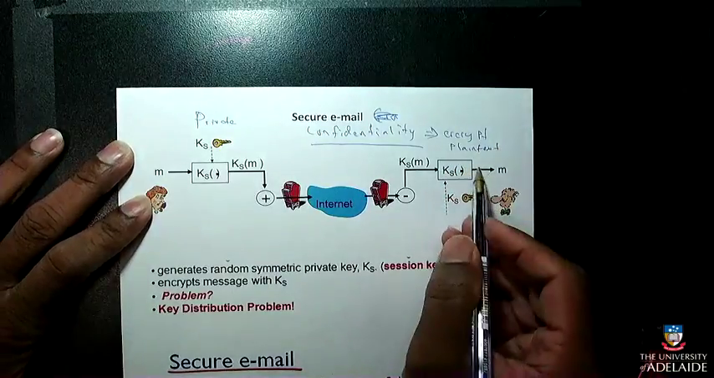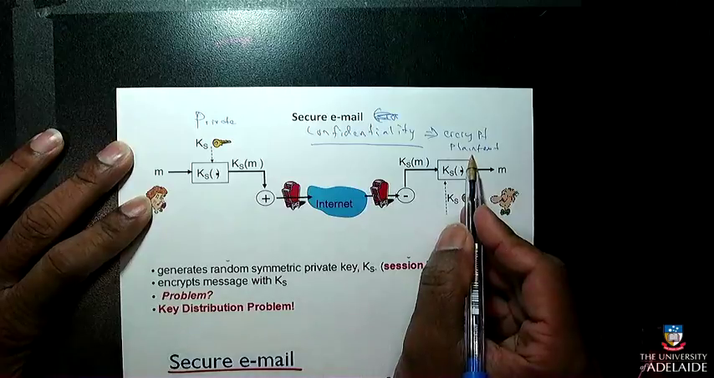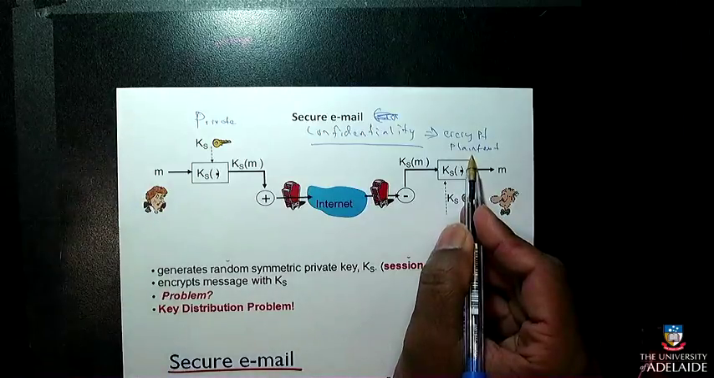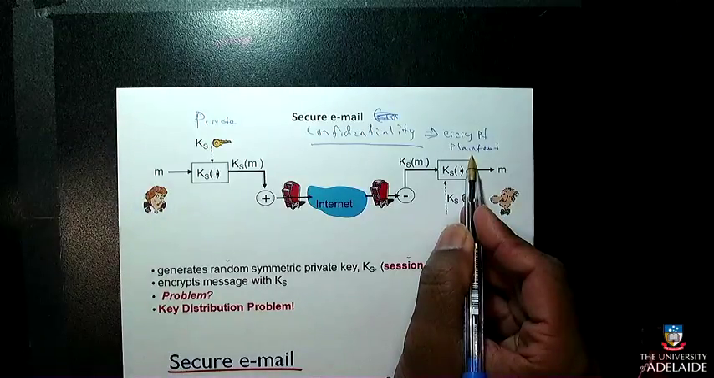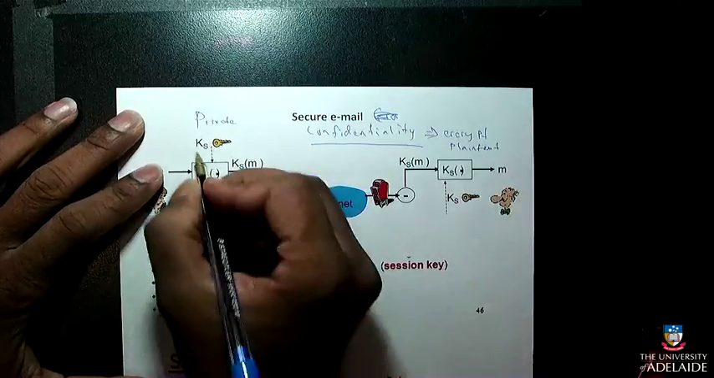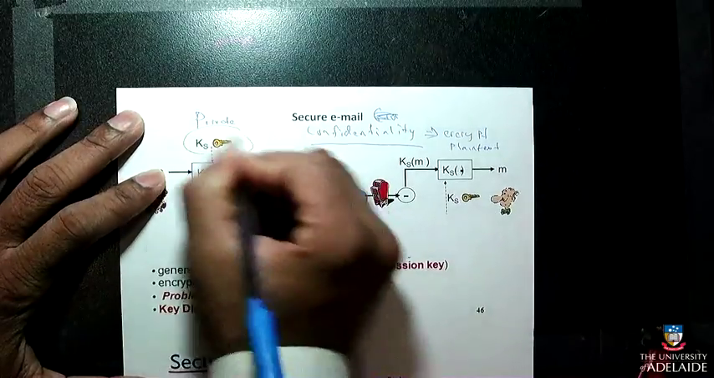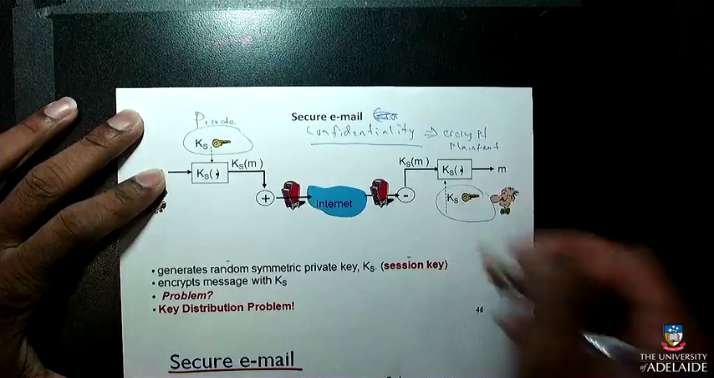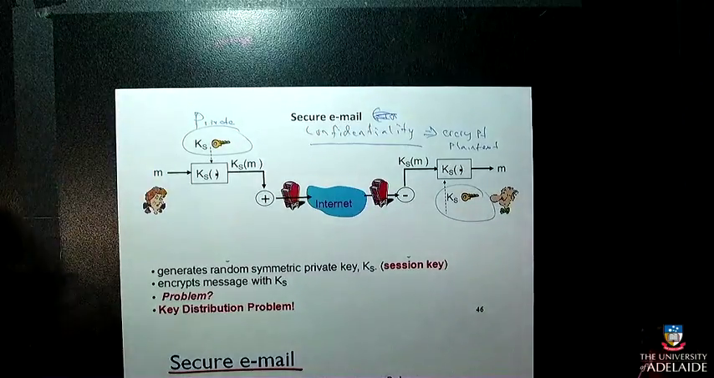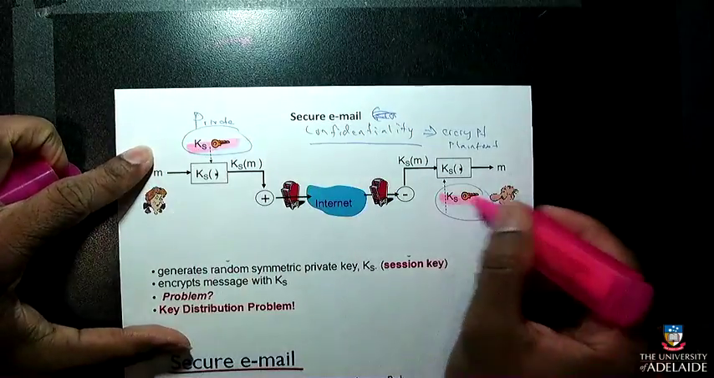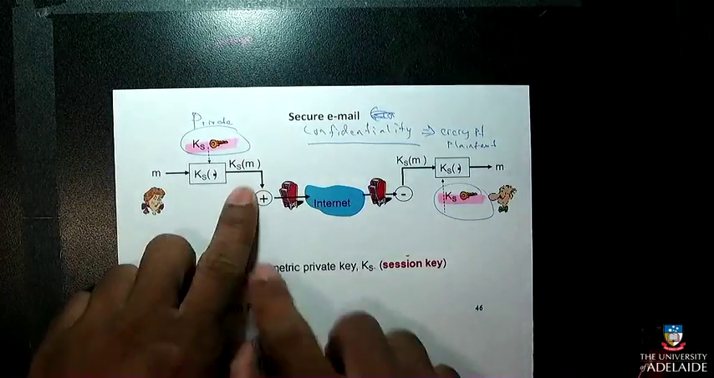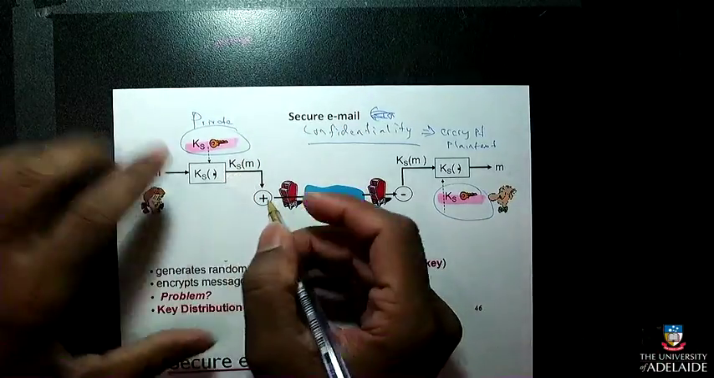So we don't want Trudy to figure out what the message is, right? So we want our messages to be confidential. Only Alice and Bob can read those messages. In this case, it's great because we have a private key, and Bob has the same private key. What you do is you take the private key and you encrypt it.